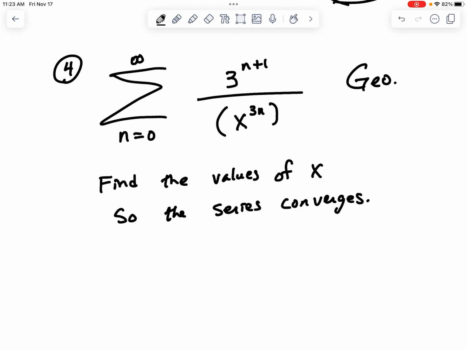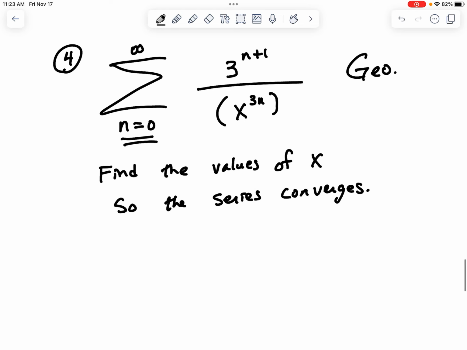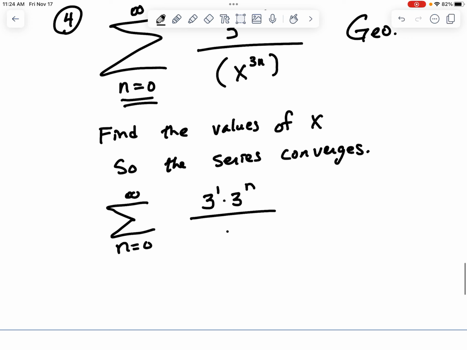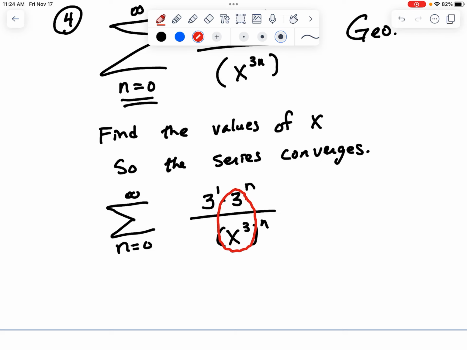So this one is a geometric series. It is almost set up perfectly, but not quite. It does have the starting at 0, so that's good news. I just need to do a little bit of adjusting. So this one is going from 0 to infinity. And then on the top, I would factor it as 3 times 1 and then 3 times n. And on the bottom, it's basically an x cubed that is raised to an n, because when you raise a power to a power, you multiply those exponents. So I could rewrite the bottom like that. And then this part right there is basically the r.